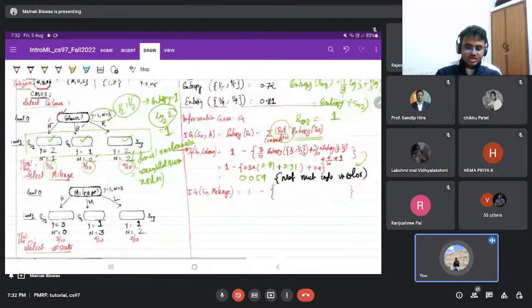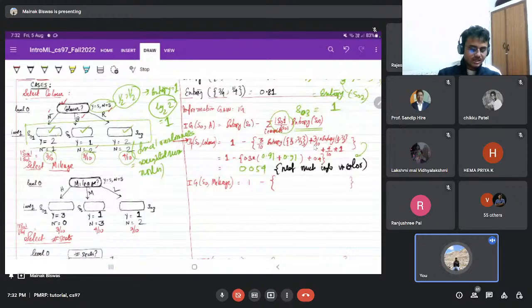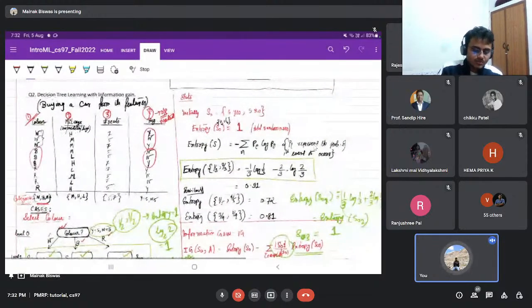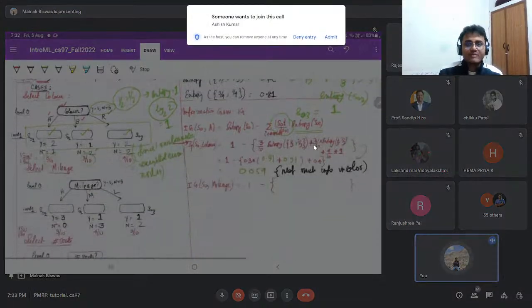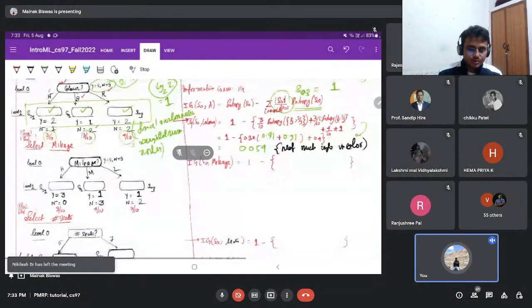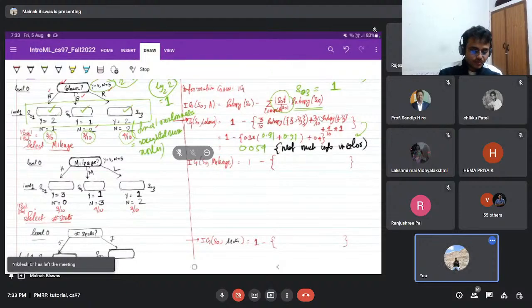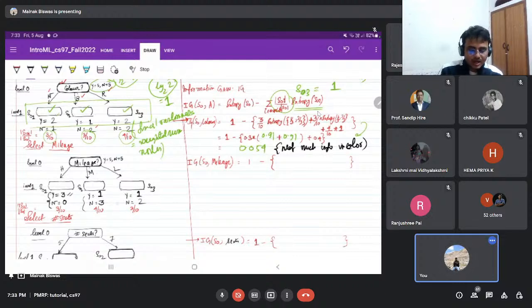So I'll come to mileage now. In mileage, you can see there are three possible different mileages: high, medium and low. I have done the split here. You can see it when you get these notes. Think of it as this tree is given to you. When you have a high mileage, all of these cars are bought. When you have a medium mileage, 3 out of these cars are not bought. And with a low mileage, 2 out of 3 cars are not bought.